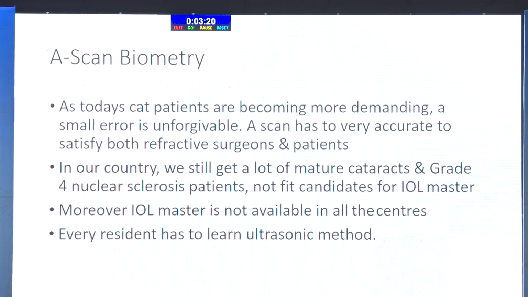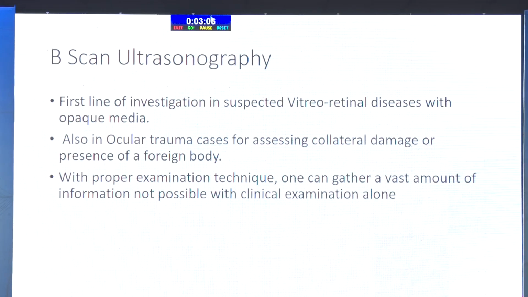In our country, we still get a large number of mature cataracts and cataracts with grade 4 nuclear sclerosis, in which the IOL master will not help. Moreover, the IOL master is not available in all the centers, so every resident has to learn the ultrasonic method. Moreover, the B scan is necessary, and it is the first line of investigation in suspected vitreoretinal diseases with opaque media, also in ocular trauma cases for assessing collateral damage and whether a foreign body is present or not.